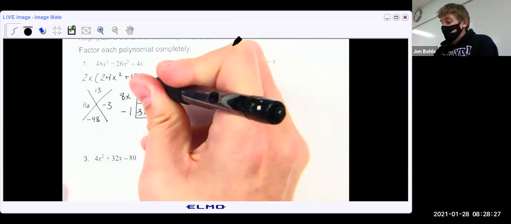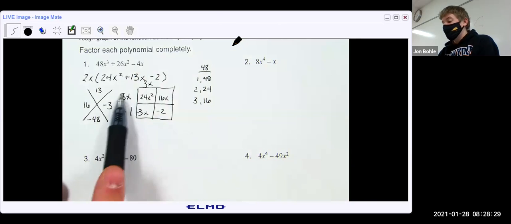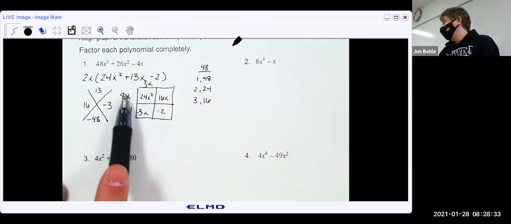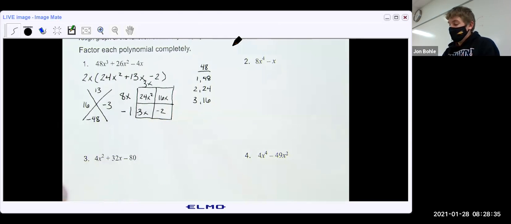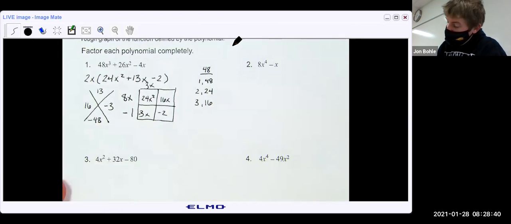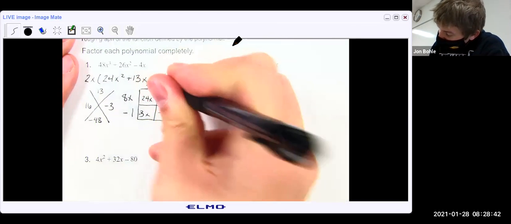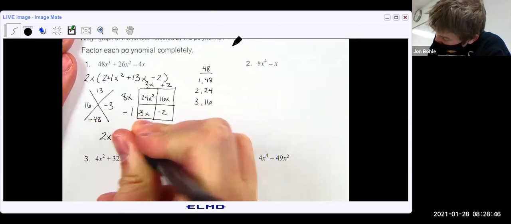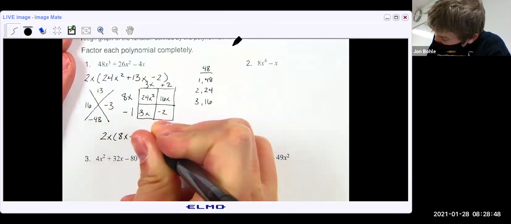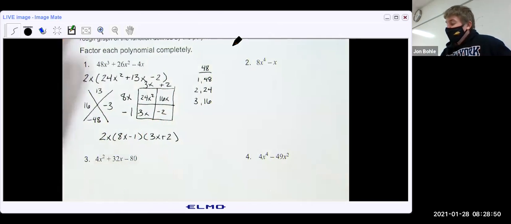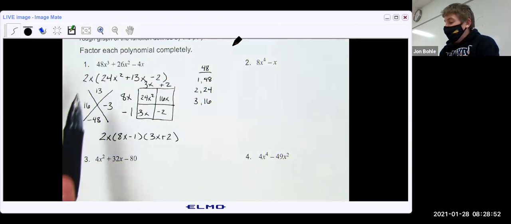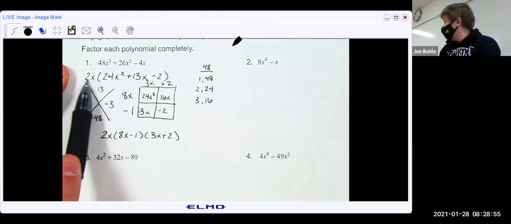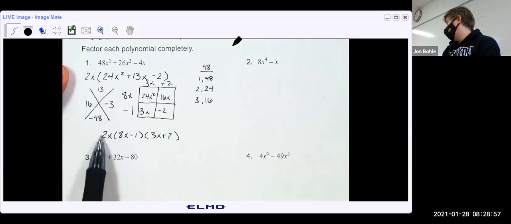3x. Okay, and so then if you didn't know that this was 8, well, I know 3 times something is going to have to get me to 24. Well, that's going to tell you it's going to have to be 8x. Okay, and then lastly, 16 and 2. 2. So this factors into 2x times 8x minus 1 times 3x plus 2. Okay, try not to forget that this is a factor itself and it needs to be brought down with it.